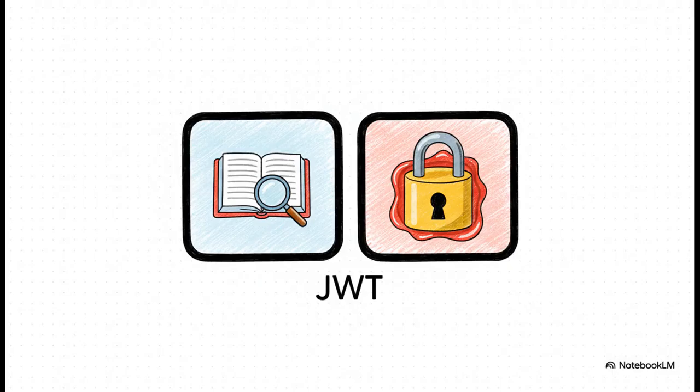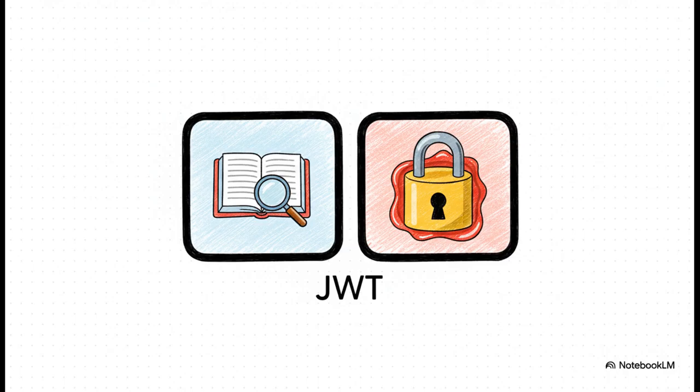And listen, if you remember one thing about JWTs, make it this. The payload part is just base 64 encoded. Remember our gift wrap analogy? That means it is readable by anyone. You can literally copy a JWT from your browser, paste it into a decoder online, and see everything inside.